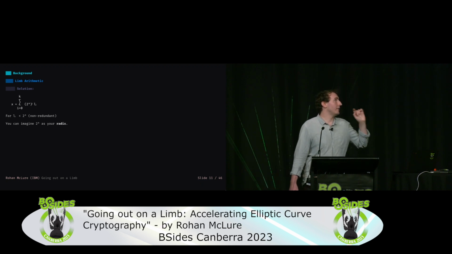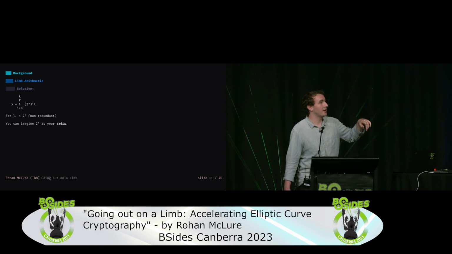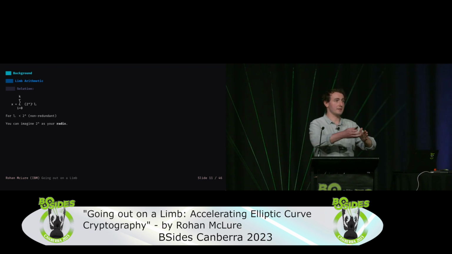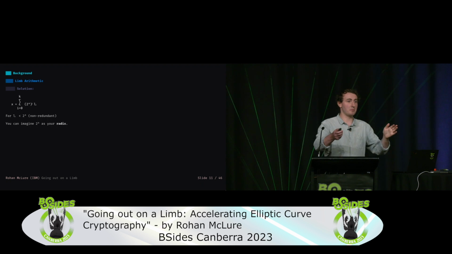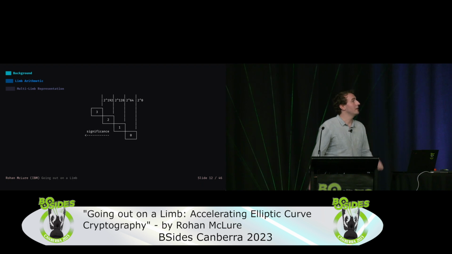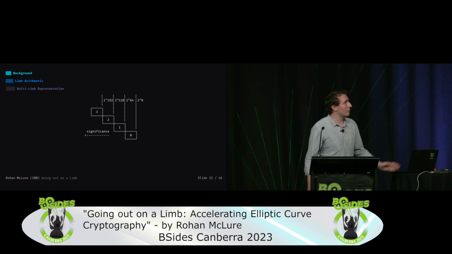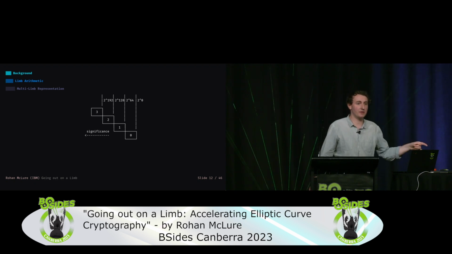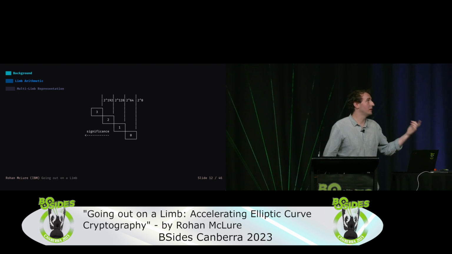So the idea is you have your limbs, which are themselves fixed width integers, and you concatenate these fixed width integers together, just like you might digits of a base 10 number. So 2 to the power n, in this case 64, is our radix. And we're concatenating our limbs together. Every bit in limb 1 is less significant than any bit in limb 2, etc.